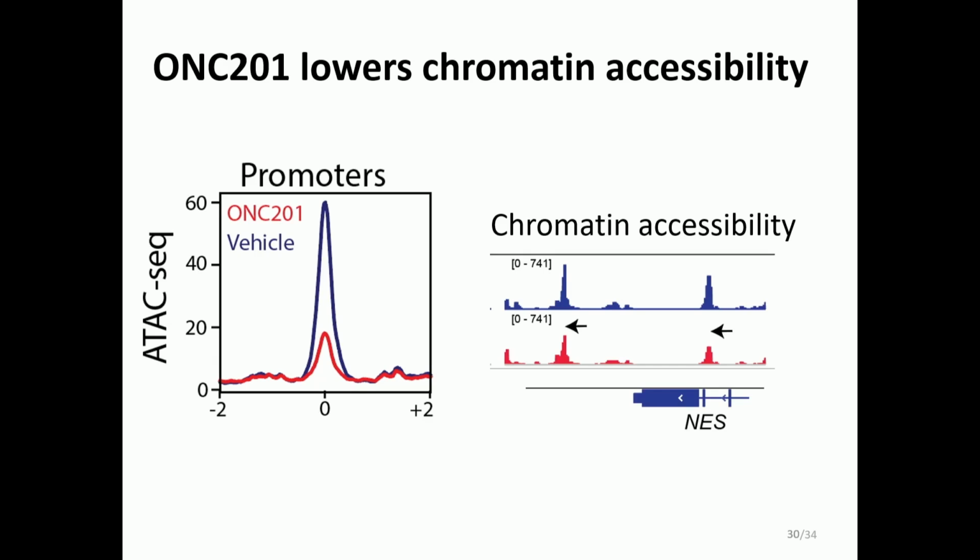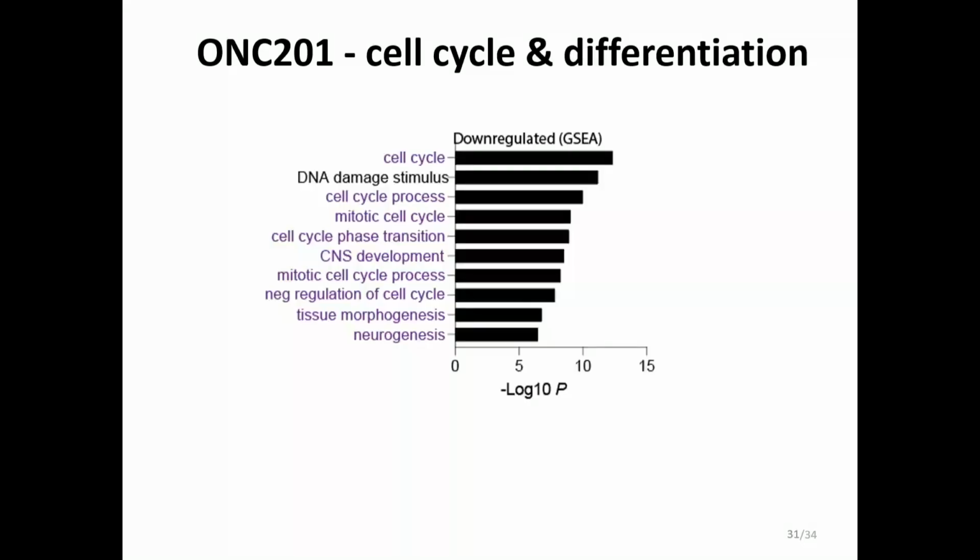This also leads to changes in the epigenome itself. So here I'm showing you chromatin accessibility. To just remind you, this mark is really important for closing or opening the chromatin. And you can see that in some regions, at promoter regions, when you treat with ONC201, consistent with the change that's happening, the chromatin accessibility actually drops. And I'm showing you the chromatin accessibility tracks for a gene called nestin, which is a glioma stem cell marker. So the stem cell signature is going down.